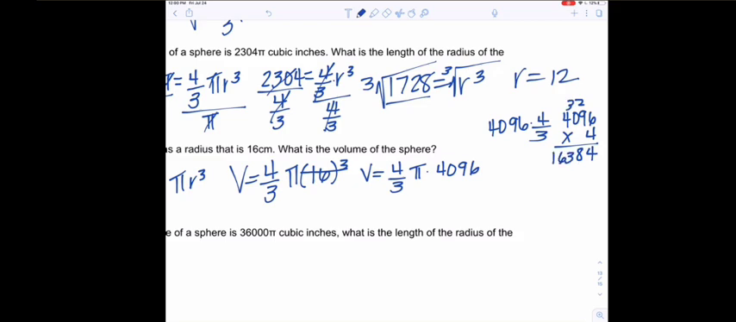So now this glorious number is going to be divided by 3 because that's the next step, right? So 16,384 divided by 3. 3 goes into 15 5 times. 3 times 5, 15. Subtract. Bring down the 3. 3 goes into 13 4 times. Let me make some space.